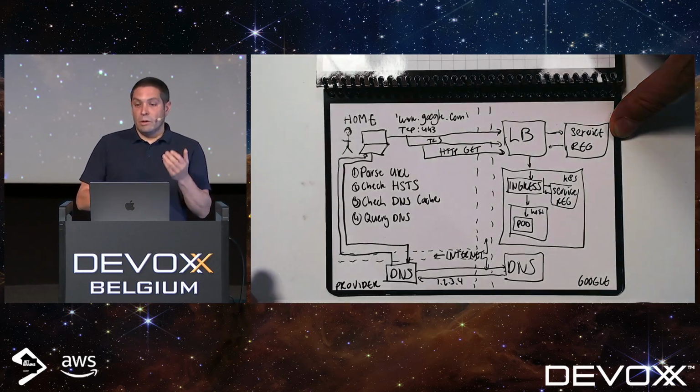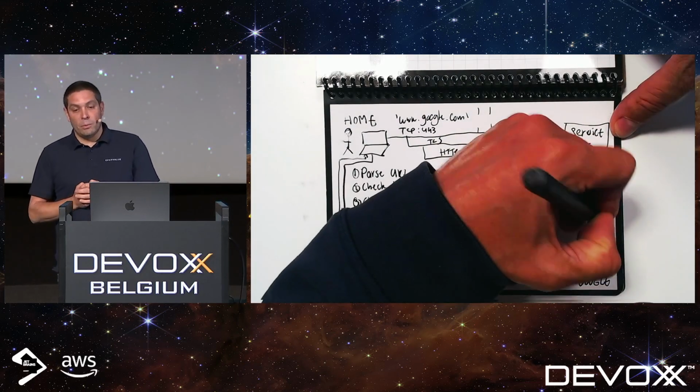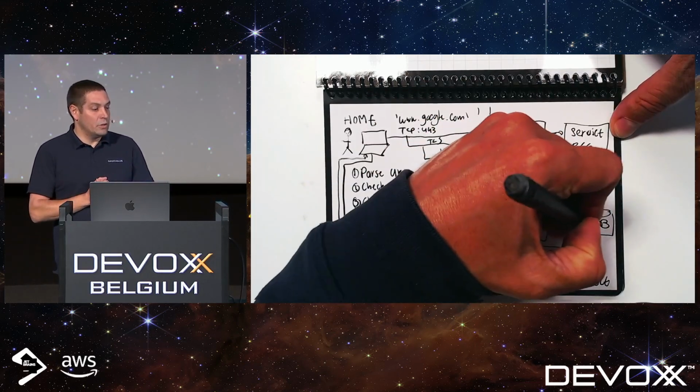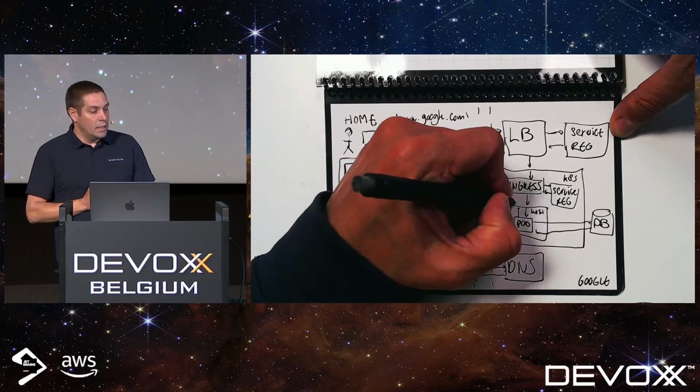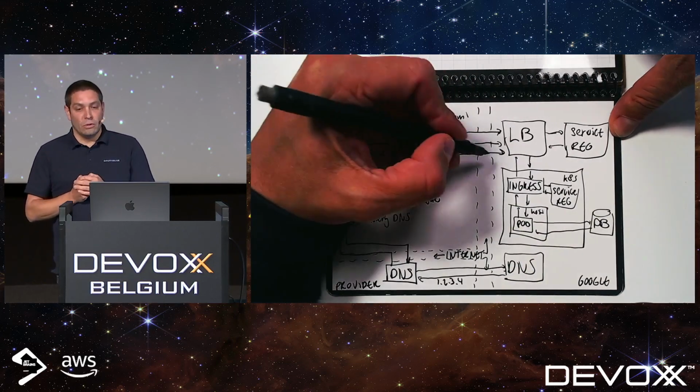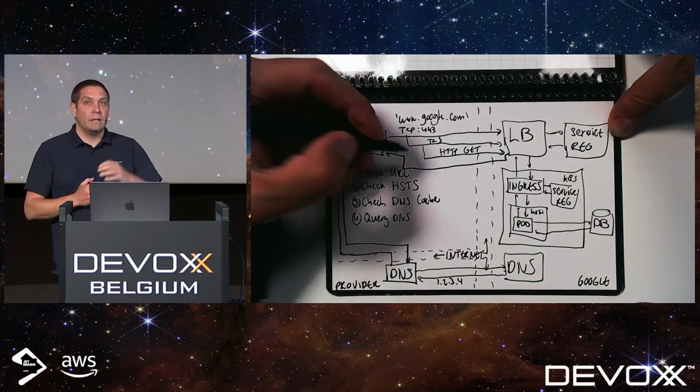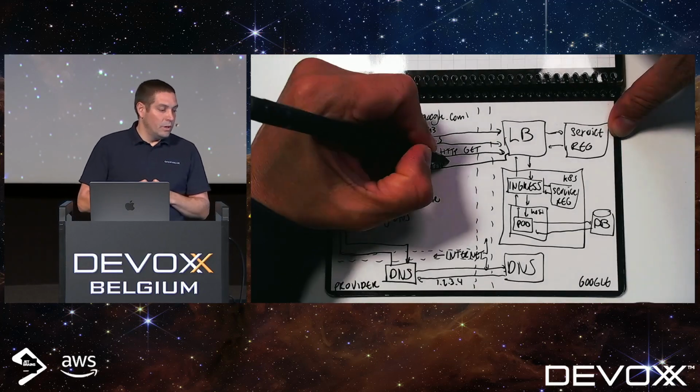On this host, there's probably a Kubernetes pod running, and this pod probably needs some database access, so it connects to a database, fetches some data, and then replies with the HTML for google.com, which travels the same route all the way back to my laptop with the HTTP response.